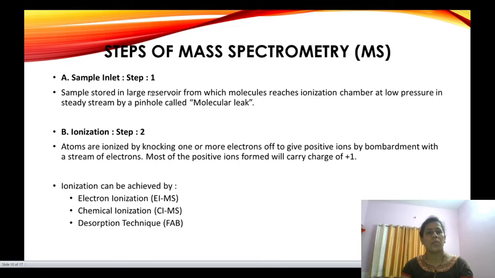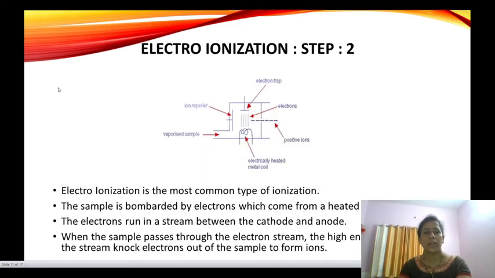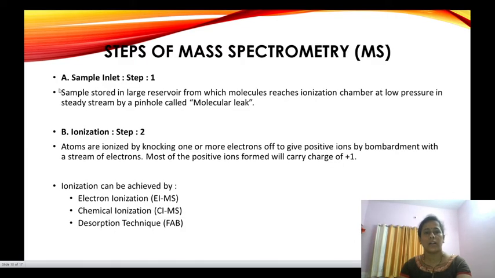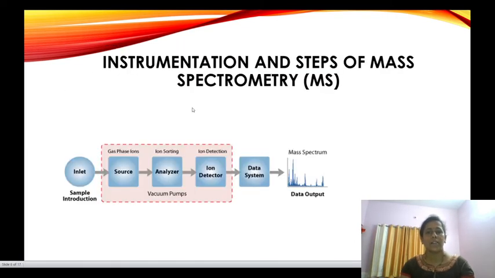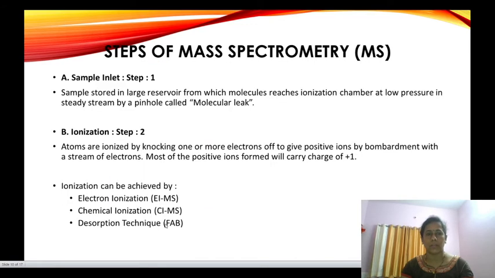Here I am going to see the instrumentation part for this mass spectroscopy. This diagram shows the instrumental path for mass spectroscopy. First, the sample is introduced from the inlet, then the source, analyzer, and ion detector, and through the ion detector we get the peak in the form of a mass spectrum.